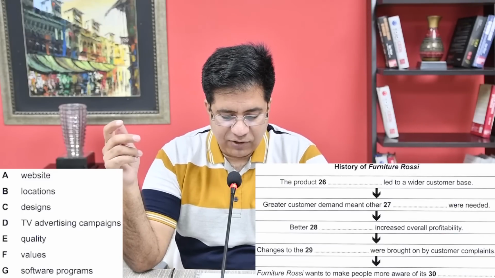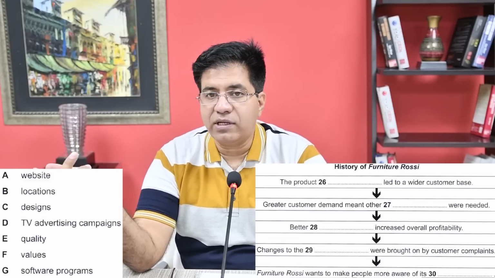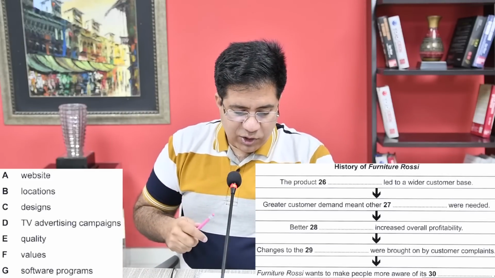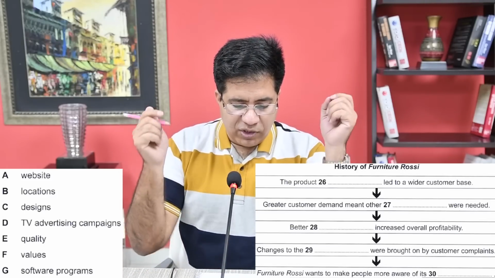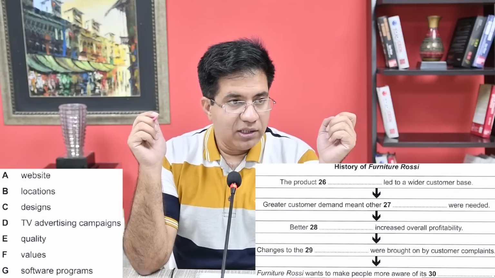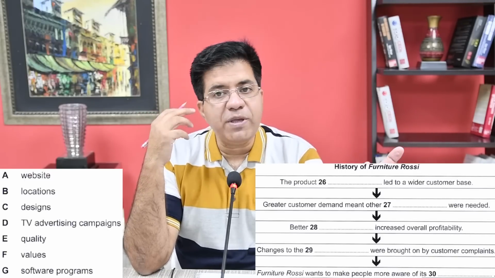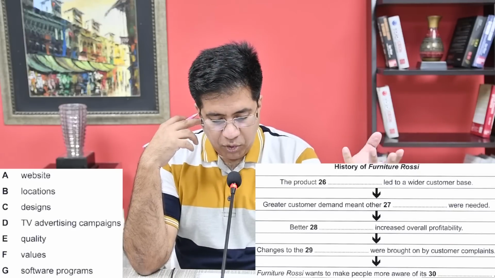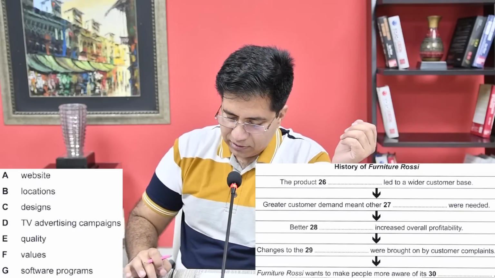It's option A, website. Changes to the website were brought on by customer complaints. Okay. Last question. Furniture Rossi wants to make people more aware of its dash. Right? Wants to make people, for people they can use the word customers, more aware of its something.